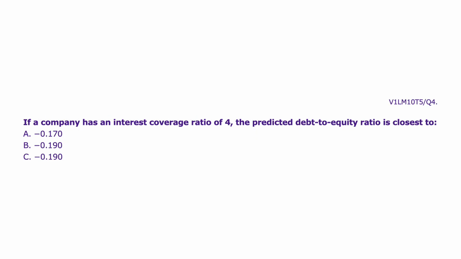If a company has an interest coverage ratio of 4, the predicted debt-to-equity ratio is closest to A. Negative 0.170, B. Negative 0.190, C. Negative 0.190.